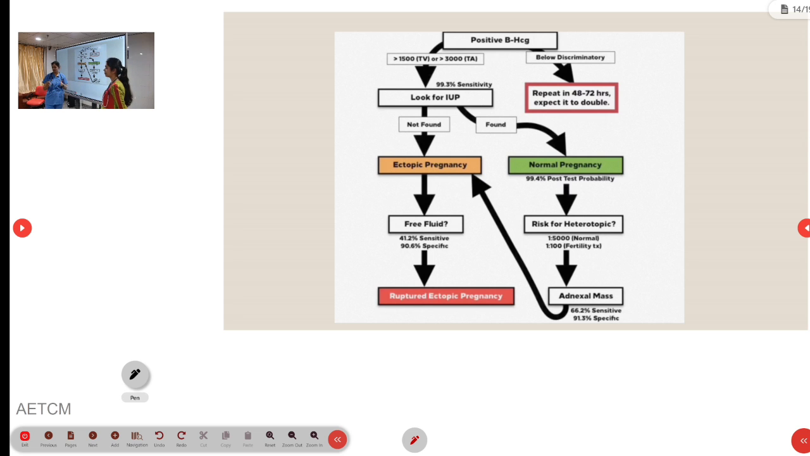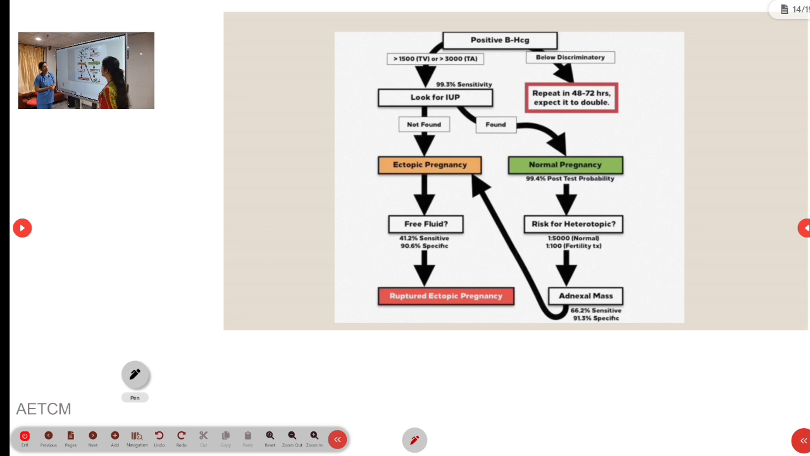If it is found, then we have no issues, that is a normal pregnancy. If it is not found, then we have to suspect the ectopic pregnancy. And if there is free fluid, we have to suspect a ruptured ectopic. Also there can be heterotopic pregnancy, that is in IVF, where one will be in the uterus and the other will be ectopic. For that also we have to see whether there is any risk, and look for an adnexal mass, then also we have to suspect an ectopic pregnancy.